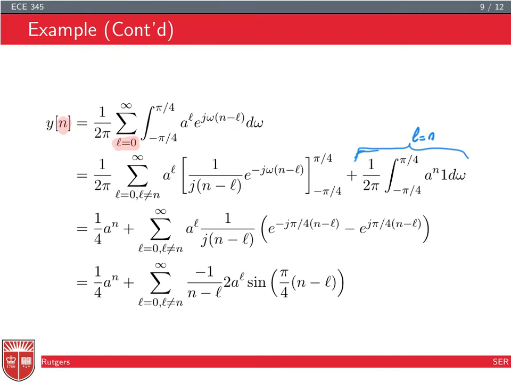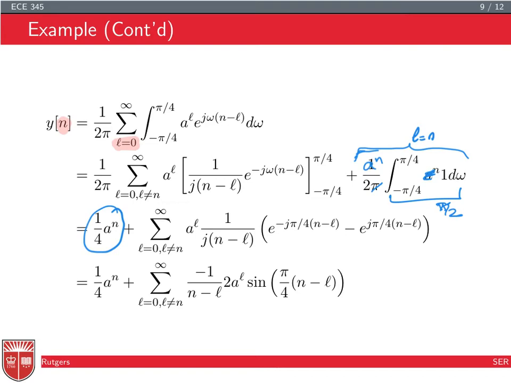Now if you do this, a^n you can take out, and this integral is going to be equal to π/4 plus π/4, so π/2. Maybe if I write it, it'll be easier. You take a^n outside, this integral is equal to π/2, and then you simplify the π, so you get a^n over 4. This is the part that is here.